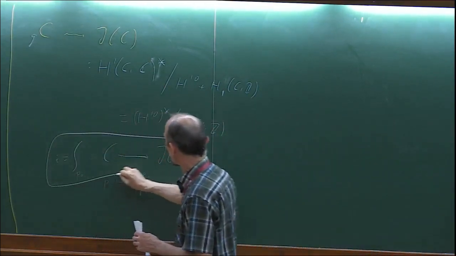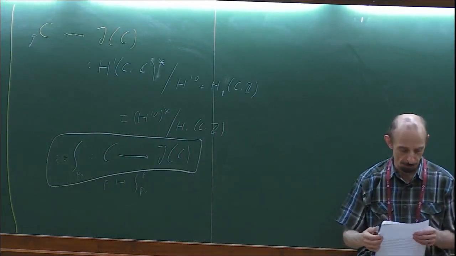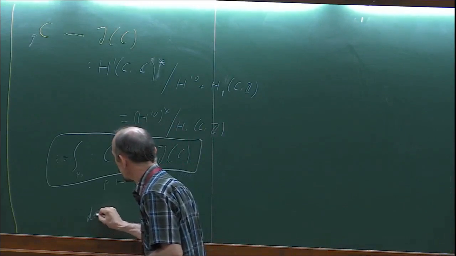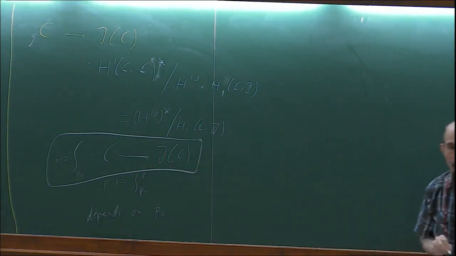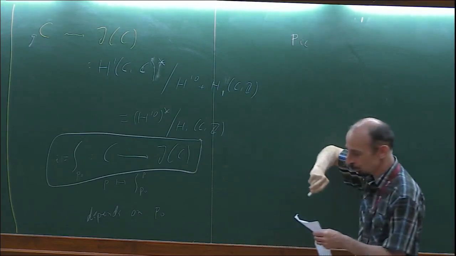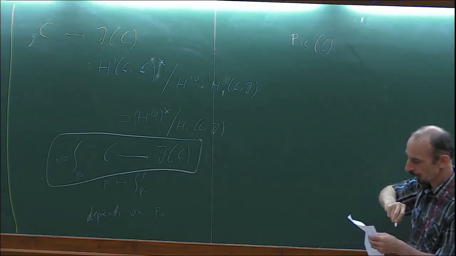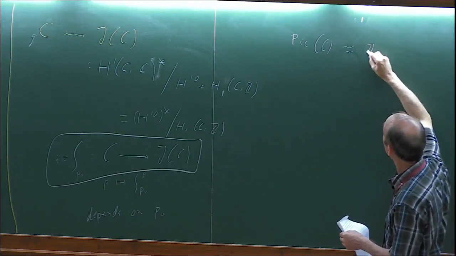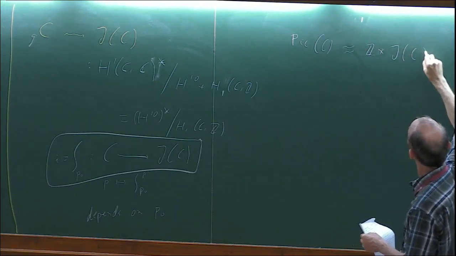So we have a map like this. If the genus is bigger than 0, then this map is actually an embedding. So the curve sits inside its Jacobian. The problem is it depends on the choice of the base point. So a better version is to replace the Jacobian by the Poincare group. The Poincare group of C is non-canonically isomorphic to the integers cross the Jacobian of C.